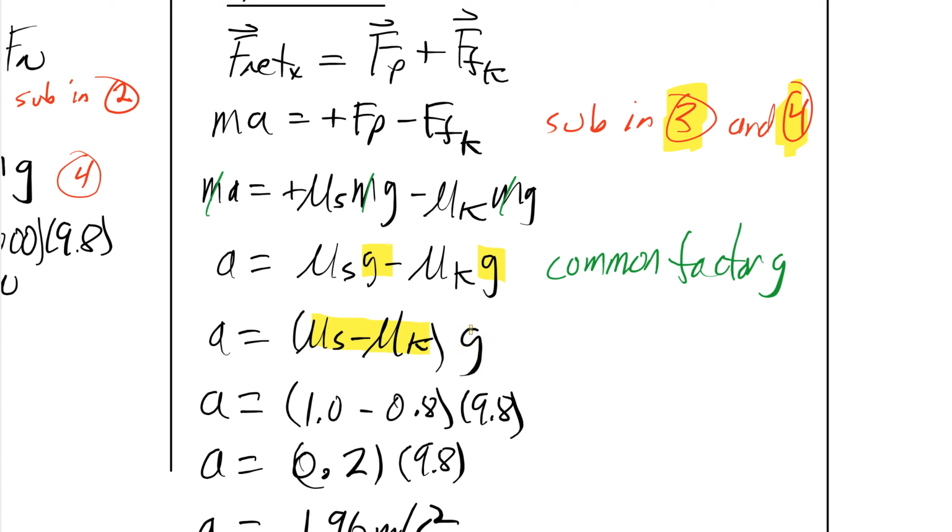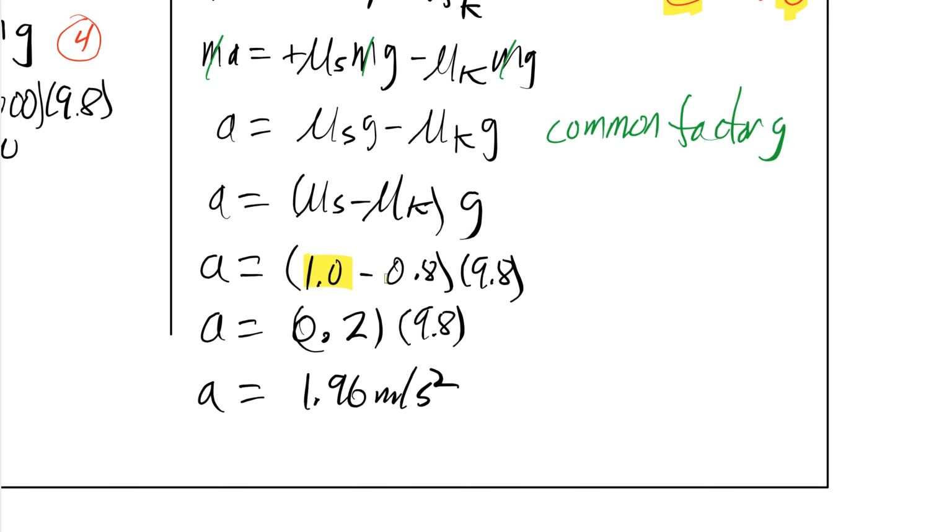Now that is a beautifully elegant expression for the acceleration. So the acceleration of the vehicle is actually independent of its mass. Any vehicle that's getting pushed where it finally slips will accelerate at this rate. And it's just the difference in the coefficients of friction multiplied by the acceleration due to gravity. Substituting in, we get 1 minus 0.8 times 9.8, and this gives us an acceleration of 1.96 meters per second squared.